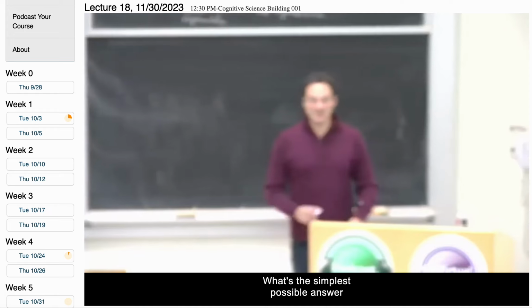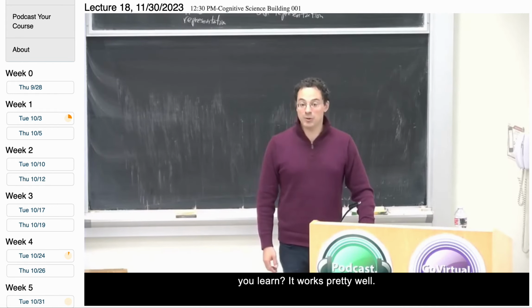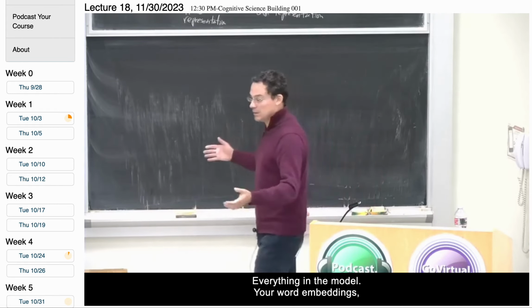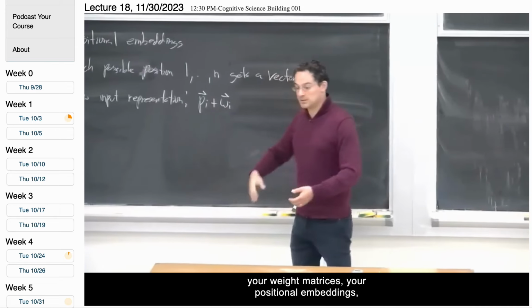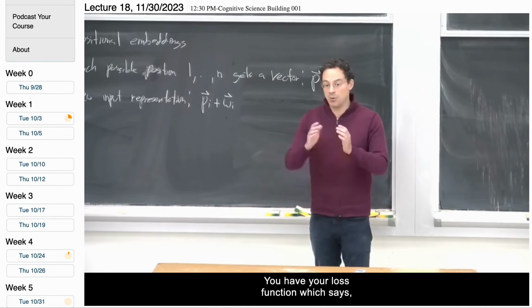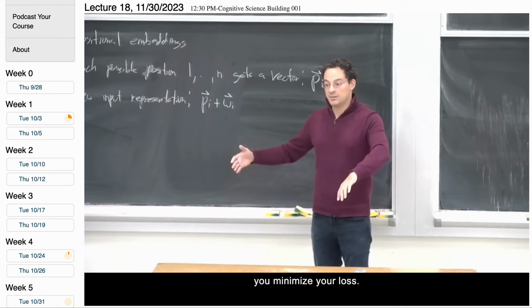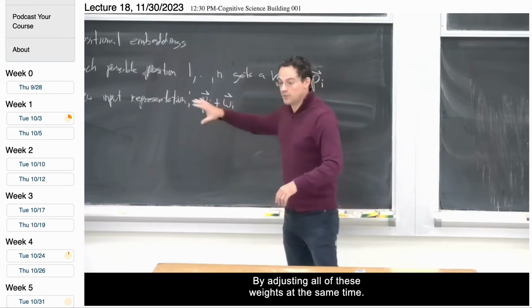Now, where do these positional embeddings come from? What's the simplest possible answer? You learn them, and it works pretty well. Everything in the model, your word embeddings, your weight matrices, your positional embeddings, is learned through backpropagation. You have your loss function, which says, I want to predict the next word given the previous words, and you minimize your loss by adjusting all of these weights at the same time.